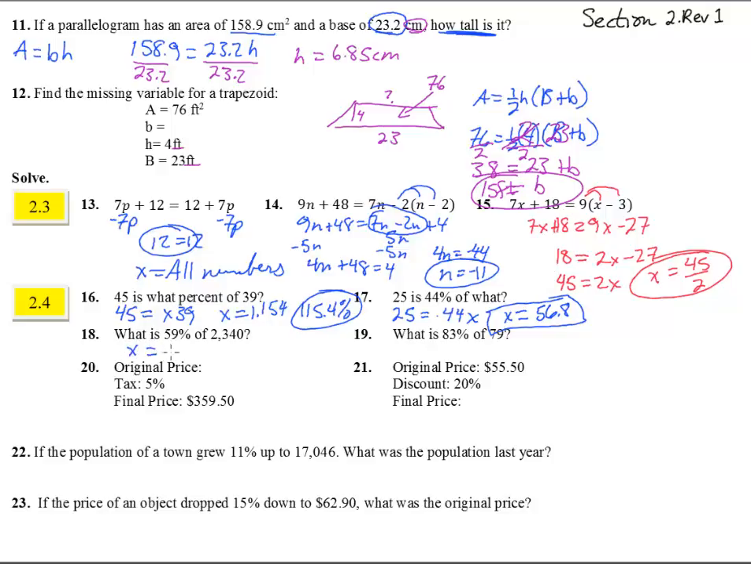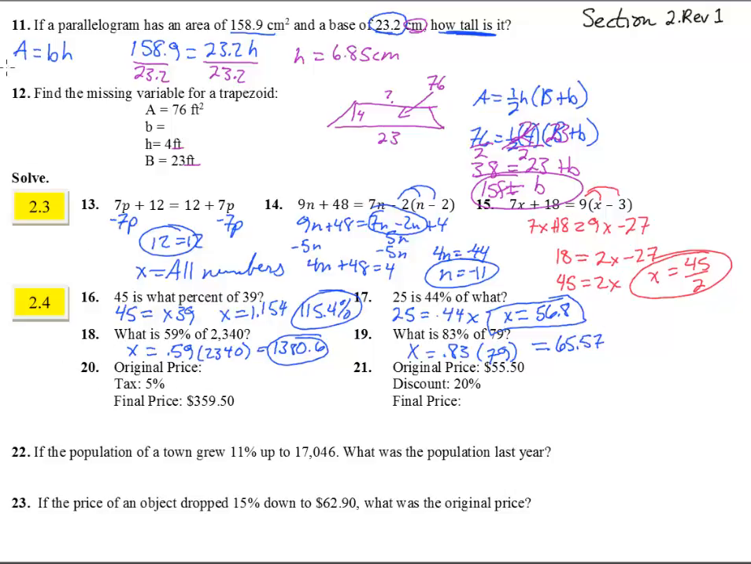What is 59% of 2,340? Take 0.59 times 2340, and we get 1380.6. Good. Number 19. What is 83%, that's 0.83, of 79? We don't have to solve it all, just times those two together. 0.83 times 79 equals 65.6. We could go out another one, 65.7. That's good.